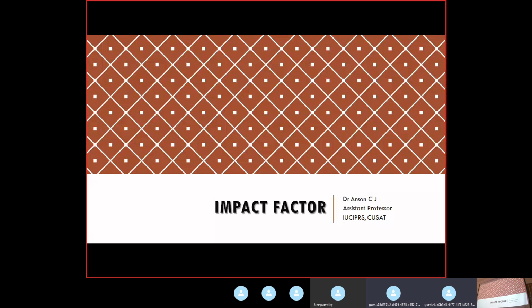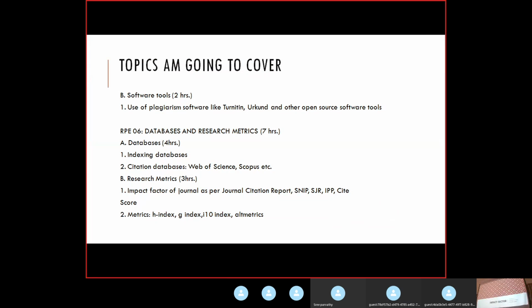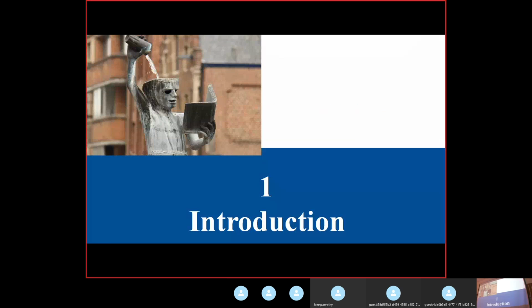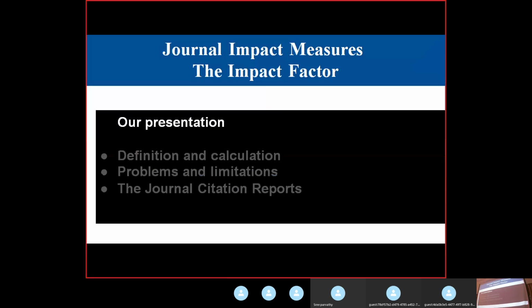You had shown the ranks of certain journals. Now we will take some basics of impact factor, how it is measured and all. So this is just an introduction to impact factor. Am I audible? Clear?